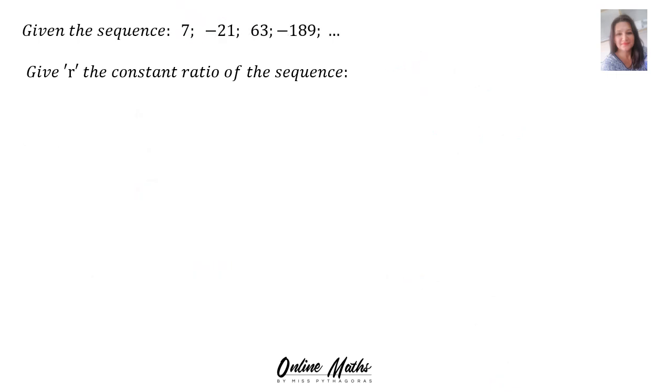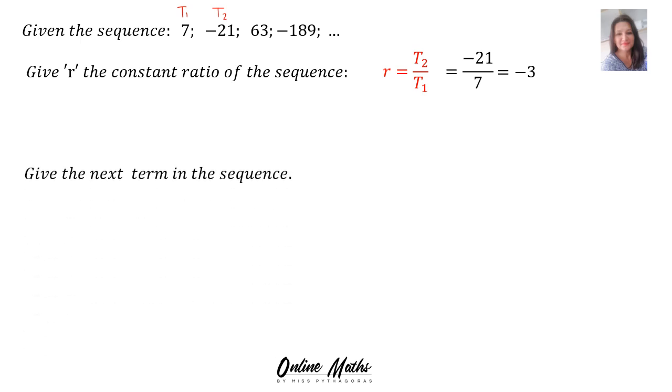Given the sequence 7, negative 21, 63, negative 189, give R the constant ratio of the sequence. R's formula, term 2 divided by term 1. So 7 is term 1 and negative 21 is term 2. Therefore, negative 21 divided by 7 is equal to negative 3. So the constant ratio is negative 3.